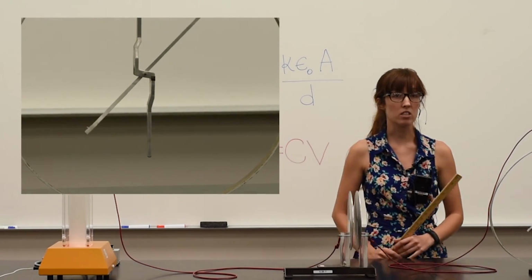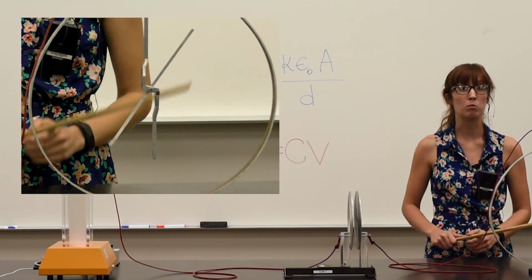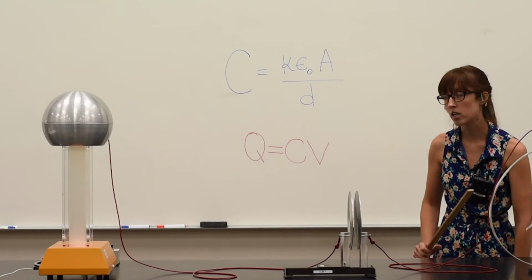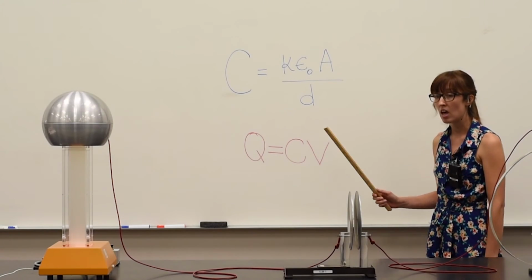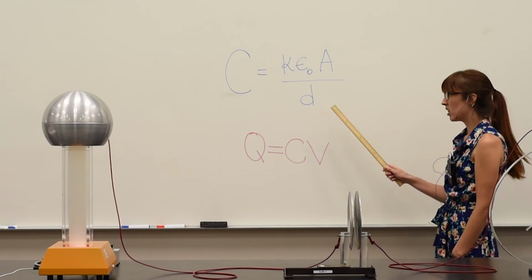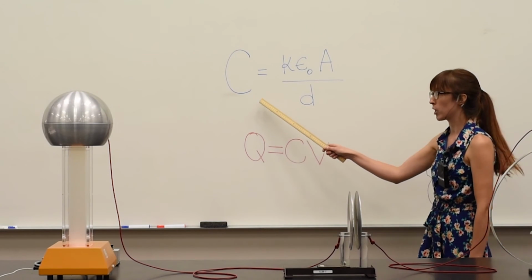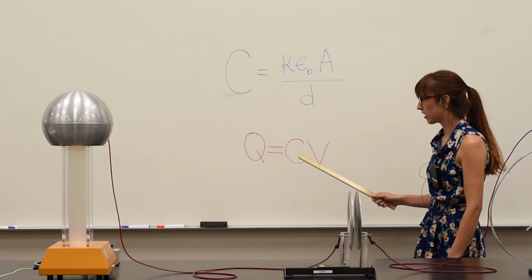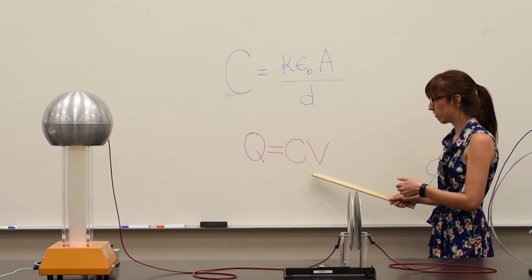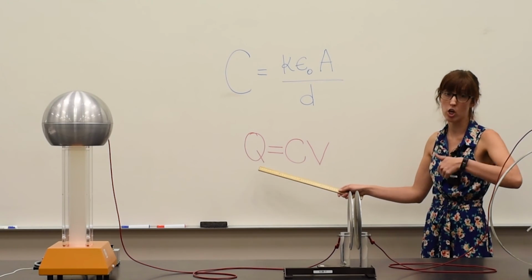Now we see as the plates get closer together, we're getting more and more charge. This should make sense because if we look at our formula, as the plates are closer together, D gets smaller, therefore capacitance goes up. If the capacitance goes up and our voltage is staying constant, the charge should go up as well.